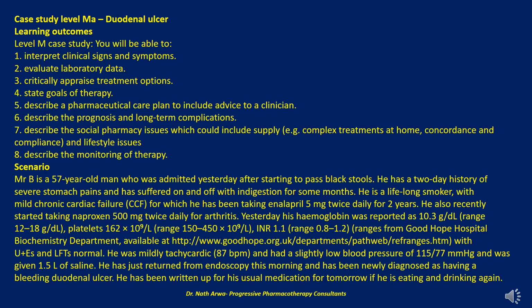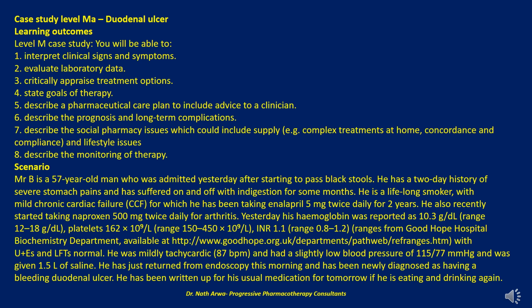7. Describe the social pharmacy issues which could include supply, e.g. complex treatments at home, concordance and compliance, and lifestyle issues. And 8. Describe the monitoring of therapy. Let's now look at a clinical scenario.